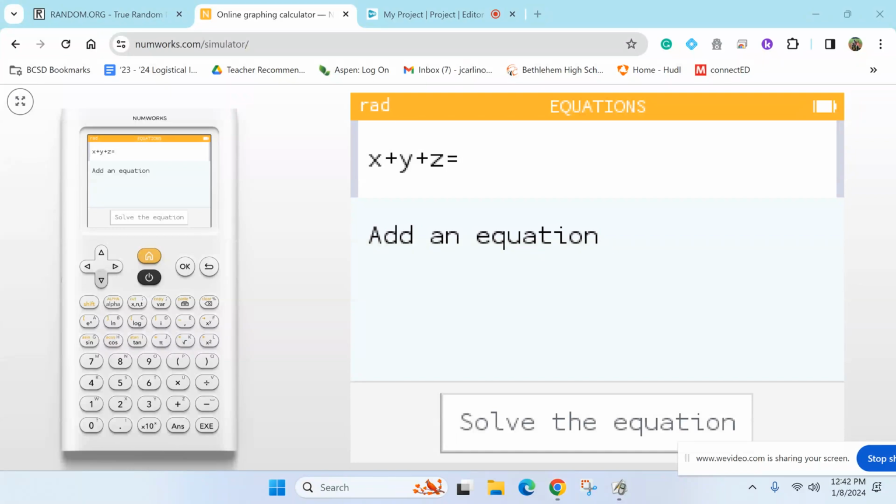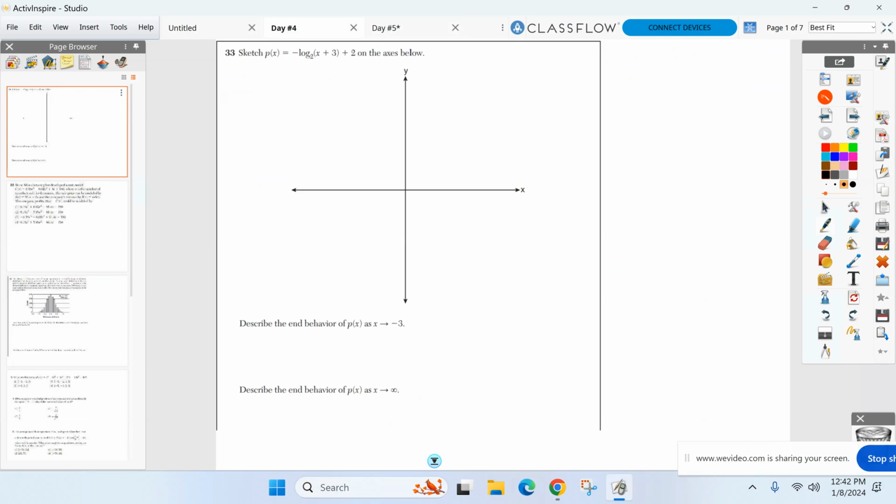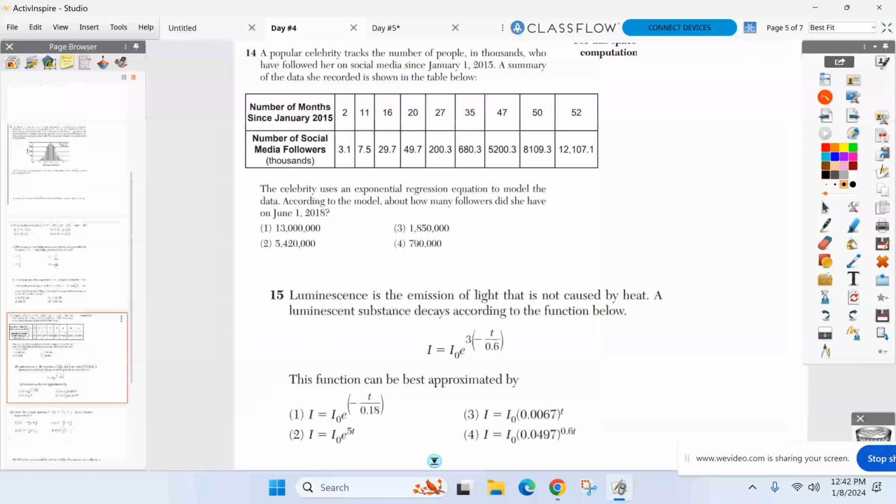Here we go. Something you should have done last year. I'm not even too sure if you did it or not. You should have. And if you did do it, you probably used a graphing calculator and not number work. So, all right, go to 14 for me.